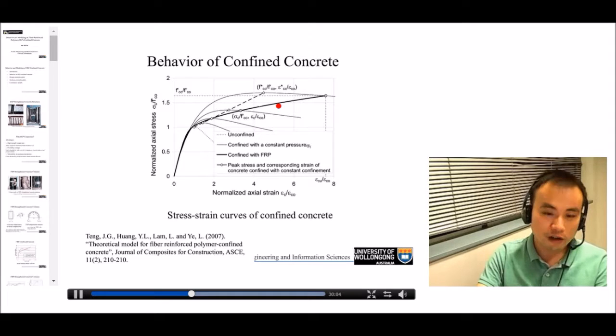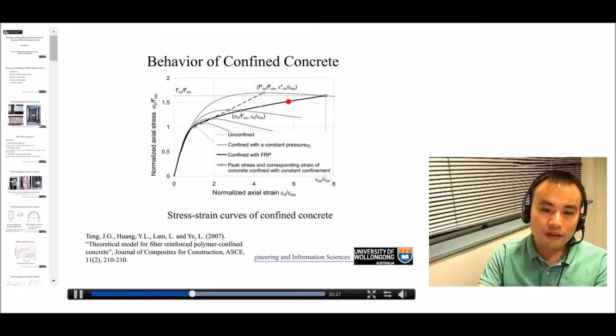And this thicker curve is for FRP-confined concrete. But we know for FRP-confined concrete, the confining pressure continuously increases with the deformation, which means for each point on this curve of FRP-confined concrete, the confining pressure is different. Alright, keep this in mind.